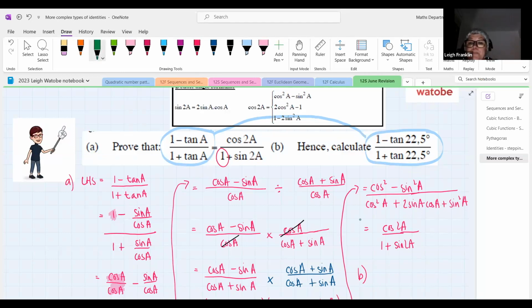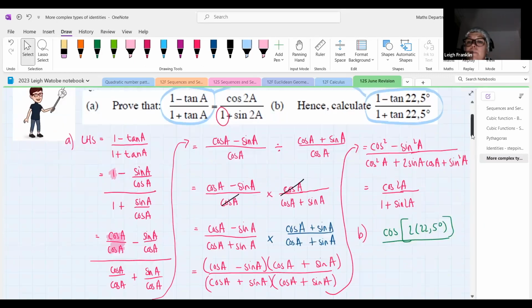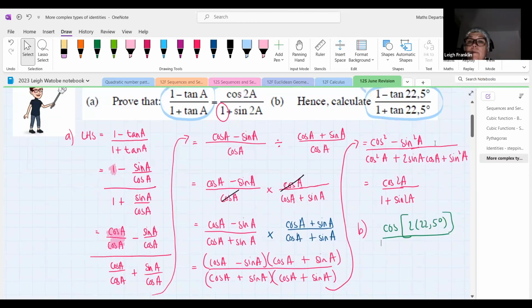So we've got cos 2 times 22,5 over, let's just scooch down a little bit, 1 plus sine 2 times 22,5.